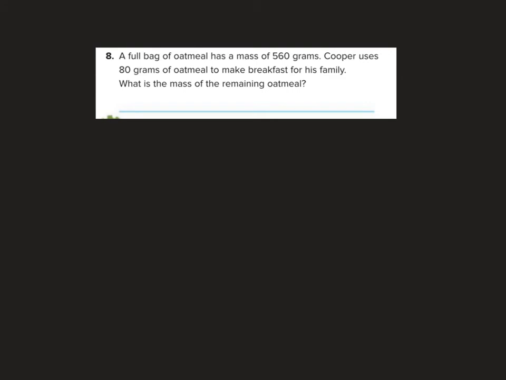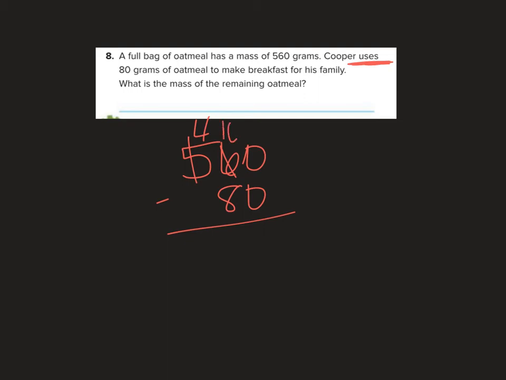A full bag of oatmeal has a mass of 560 grams. Cooper uses 80 grams of oatmeal to make breakfast for his family. What is the mass of the remaining oatmeal? So he had 560, and then they used, so that shows me I'm going to subtract 80 grams. So if I'm subtracting here, I'm going to ungroup because I notice I cannot do 6 minus 8. Sorry, you should do 0 minus 0 first. 16 minus 8 is 8. 4 minus 0 is 4. So 480 grams are left in the box of oatmeal.